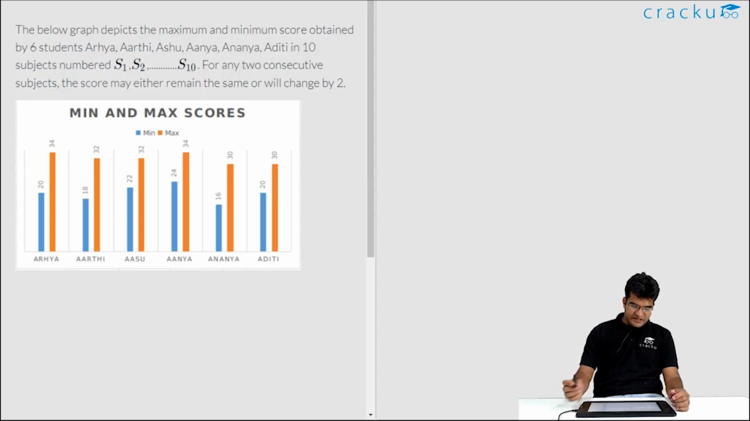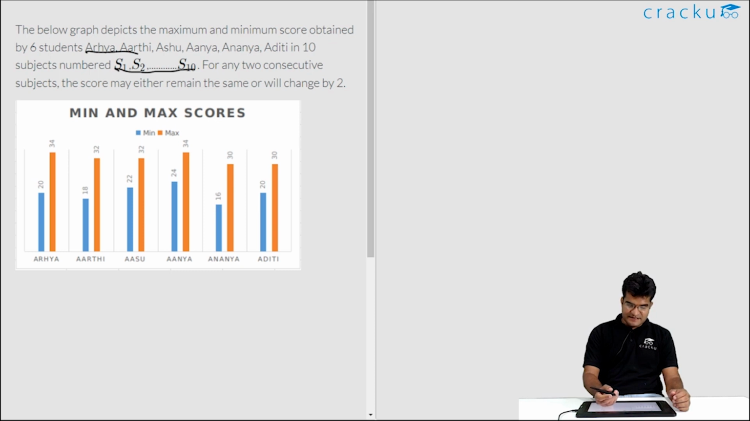In this question, it has been given that there are 6 students, their names are given and they have attempted 10 subjects. The numbers of the subjects are from S1 to S10 and they have scored different marks. Now it has also been given that the maximum and minimum scored by each of the students has been given. It has also been mentioned that in any 2 consecutive subjects, a student may either score 2 more than the earlier one or 2 less than the earlier one, or the score might remain the same.